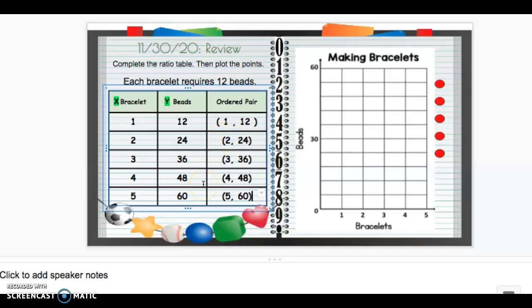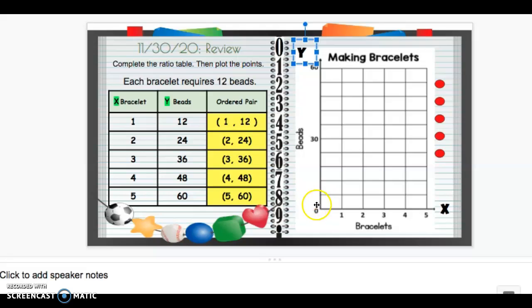Okay, so now these points that I'm going to put in the yellow box are what you're plotting on the grid. So again, your X is your horizontal, the one that goes left to right. Your Y is your up and down, your vertical. Okay? So you always walk before you fly.